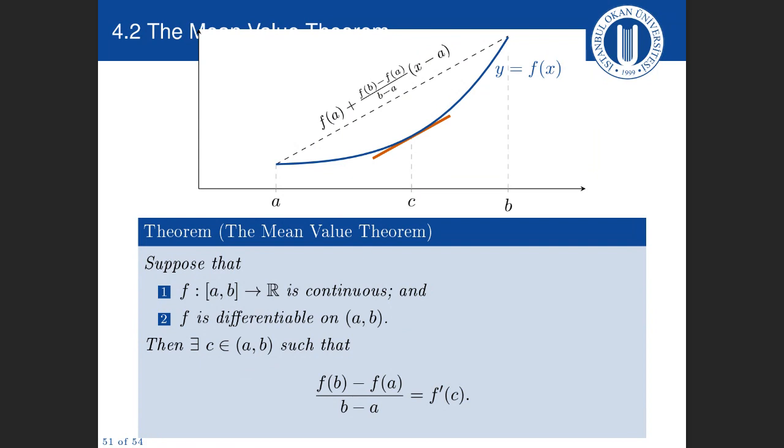The dashed line in this graph is y is equal to f of a plus f of b minus f of a over b minus a, times x minus a. And the slope of this dashed line is f of b minus f of a divided by b minus a. The mean value theorem says somewhere between a and b, the graph will have the same slope as the dashed line.